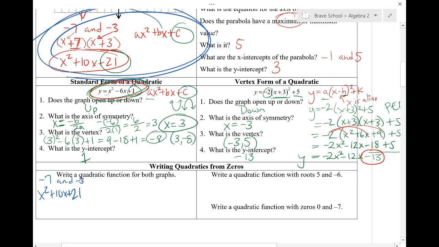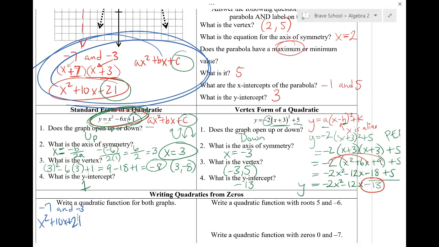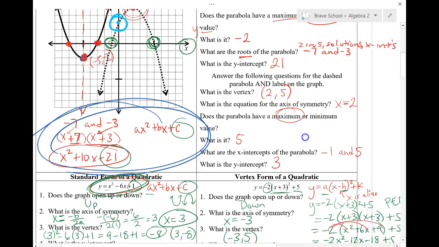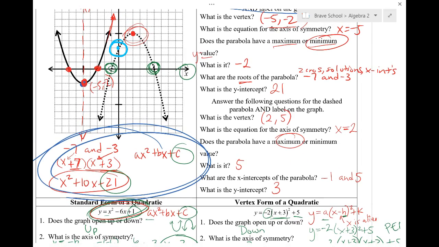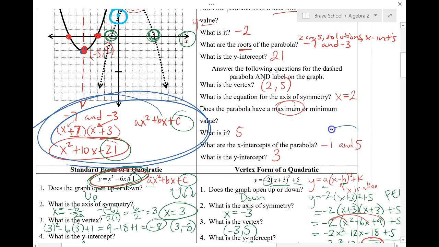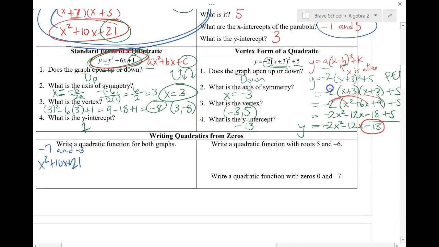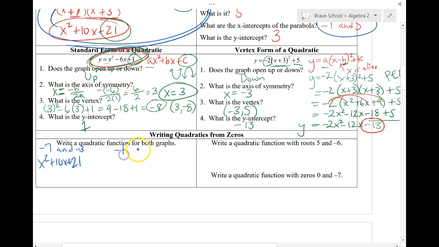So rewind the video if you missed that part, or if you didn't understand that, or you want to see it. So let's look at the second one. We need to know the roots of the second graph, the dotted or dashed one. And the roots are over here, negative 1 and 5. Negative 1 and positive 5.